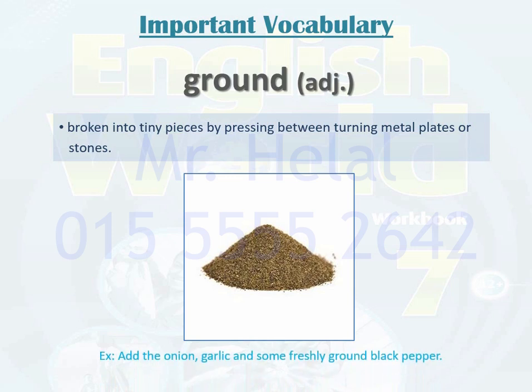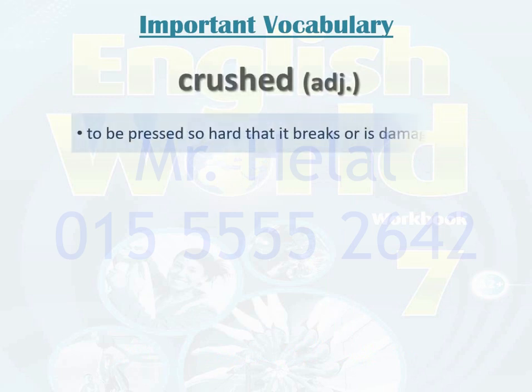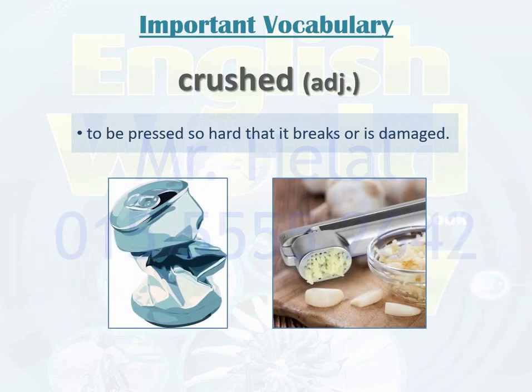Example: Add the onion, garlic and some freshly ground black pepper. يعني أضف البصل والثوم وبعض من الفلفل الأسود المطحون حديثا. Crushed: Crushed is an adjective which means to be pressed so hard that it breaks or is damaged. كلمة crushed هي صفة معناها مضغوط بشدة لدرجة إنه بيتكسر أو بيتلف.